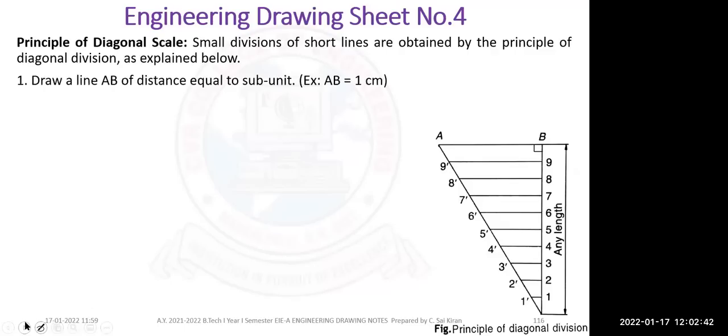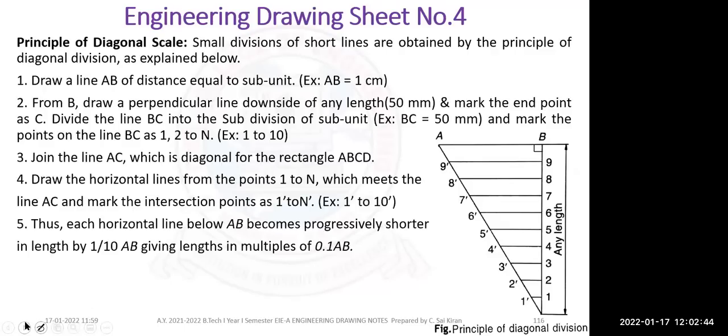So this is only for the short answers. It cannot be asked for long answers. If they ask, explain the principle of diagonal scale as a 2 marks question, whatever I explained in the video is the same thing. First draw the AB line, then extend any length, divide this vertical line into 10 equal parts, then draw the diagonal.